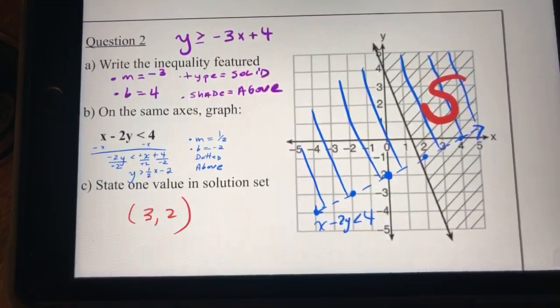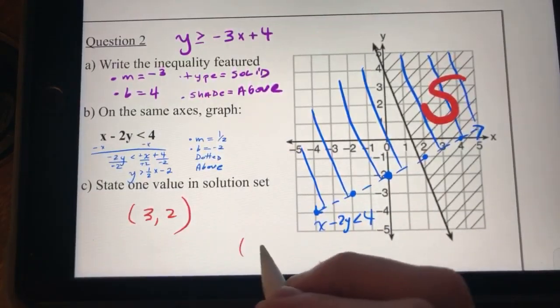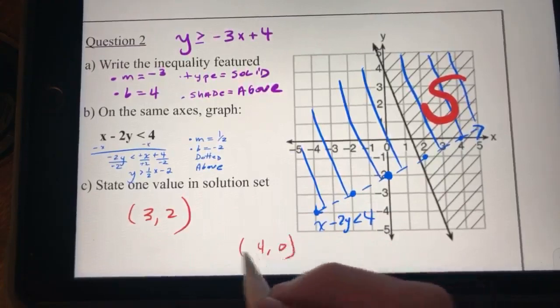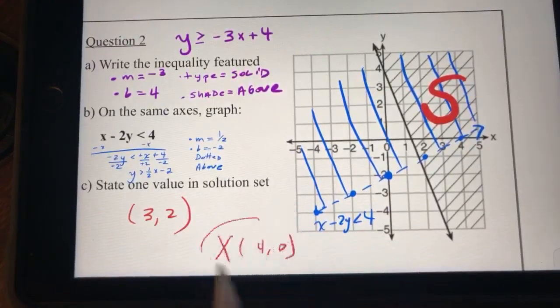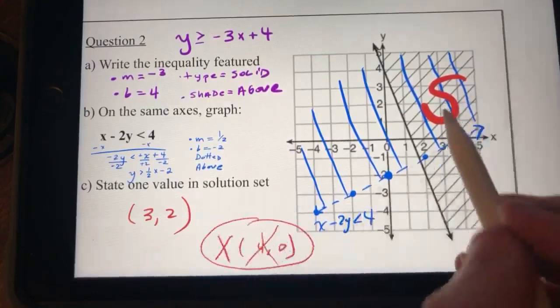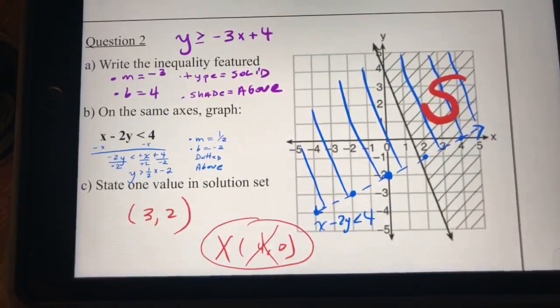Oftentimes, in this case too, it's like dotted. So I would not want to say like 4, 0. You had an infinite number of points, and for some reason you chose one right on the fence, and the fence doesn't work. So don't do something like that. Choose one where you know you're safe. 3, 2 is a perfect one.